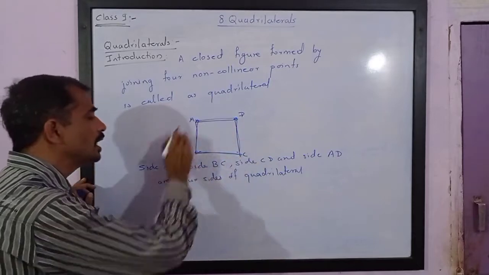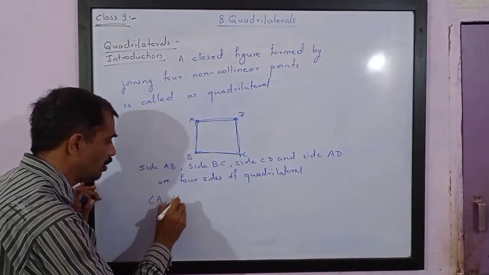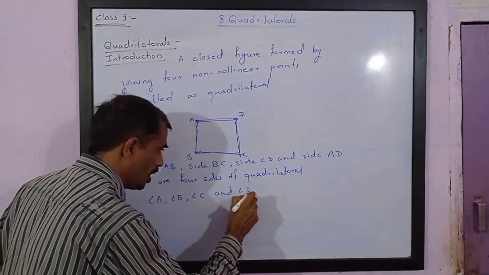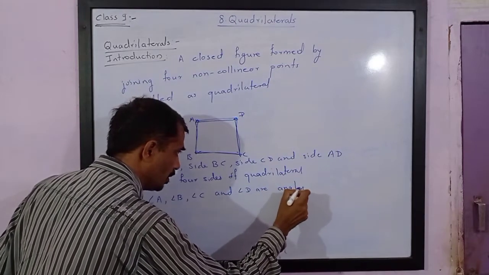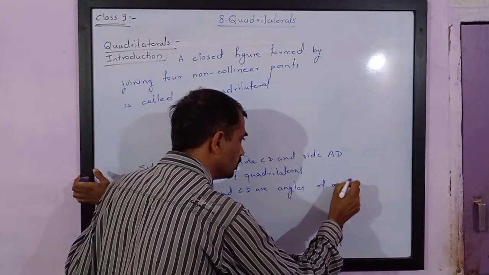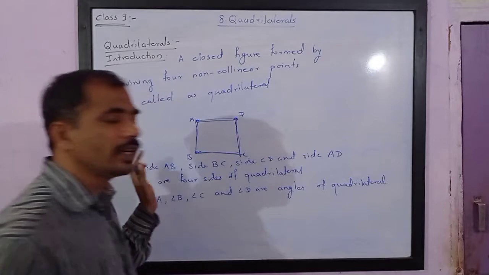Please note, it does have 4 angles as well. So angle A, angle B, angle C, and angle D are the 4 angles of a quadrilateral. This is what you have already studied.